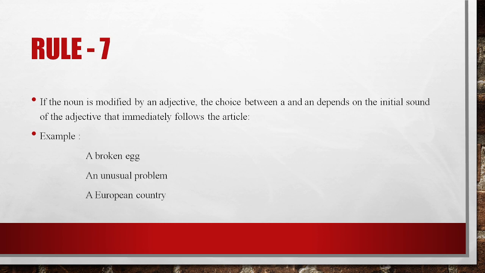Let us pass on to rule 7. If the noun is modified by an adjective, the choice between a and an depends on the initial sound of the adjective that immediately follows the article. A broken leg, an unusual problem, a European country. So in all these words we can see that the choice between a and an depends on the initial sound of the adjective.